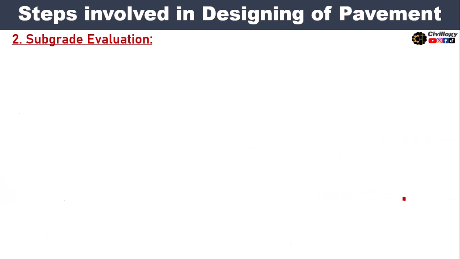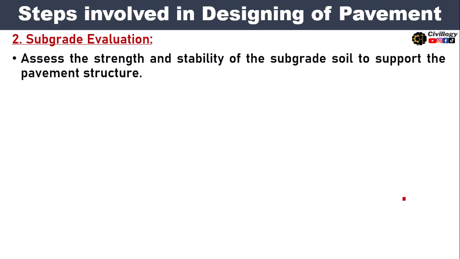The second step involved in designing of pavement is subgrade evaluation. Assess the strength and stability of the subgrade soil to support the pavement structure. Subgrade is a very critical and important component of the road, which plays an important role in bearing the weight of the pavement and the traffic above it. So it is very important to evaluate subgrade at the start of the designing.